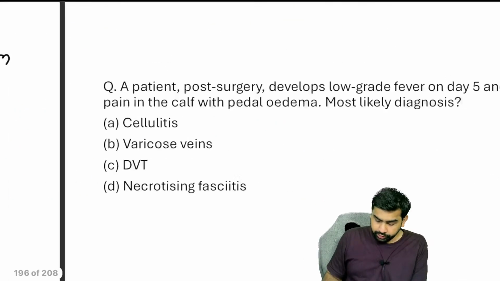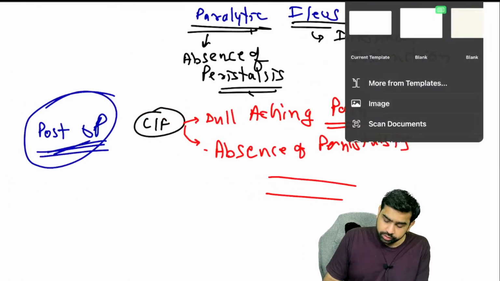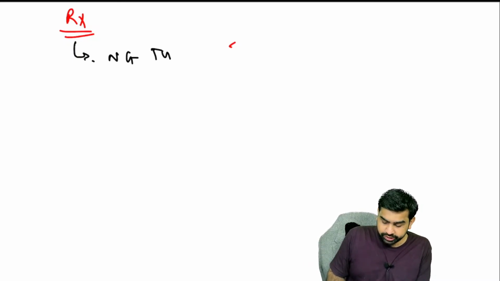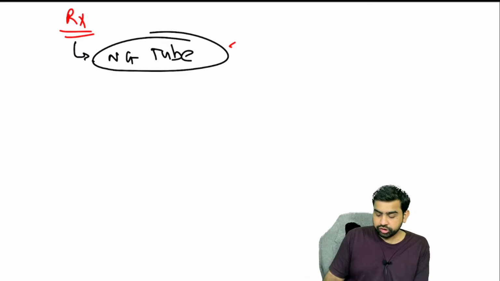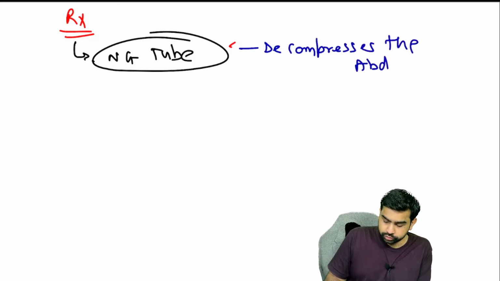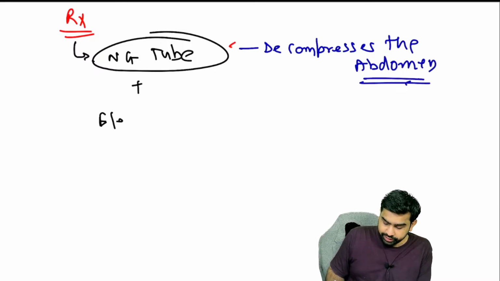Now, important is the management. How do you manage patients of paralytic ileus? You have to put a nasogastric tube, because once you put a nasogastric tube, it decompresses the abdomen. That is one thing. Along with this, what you have to give? You have to give electrolytes.